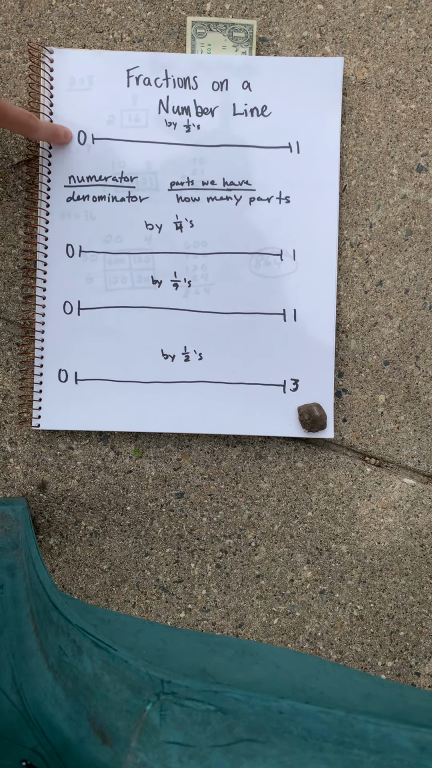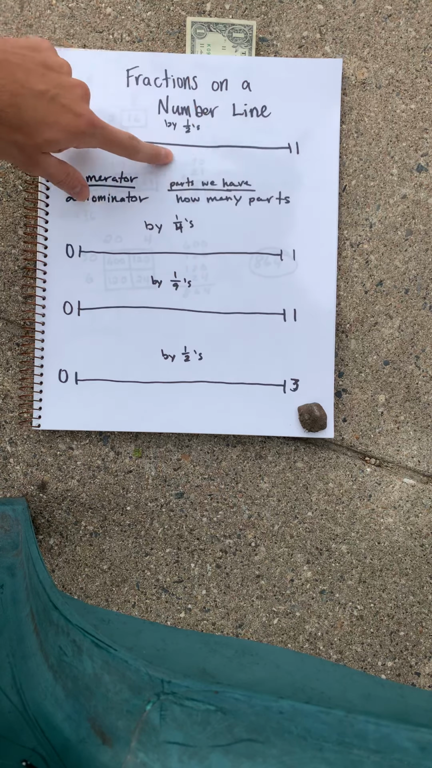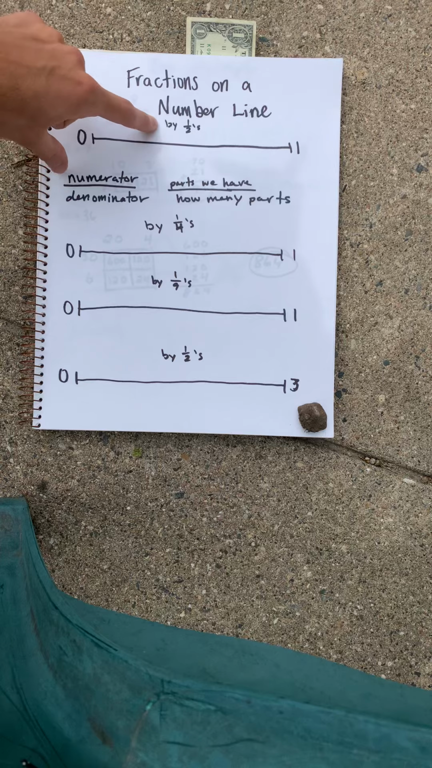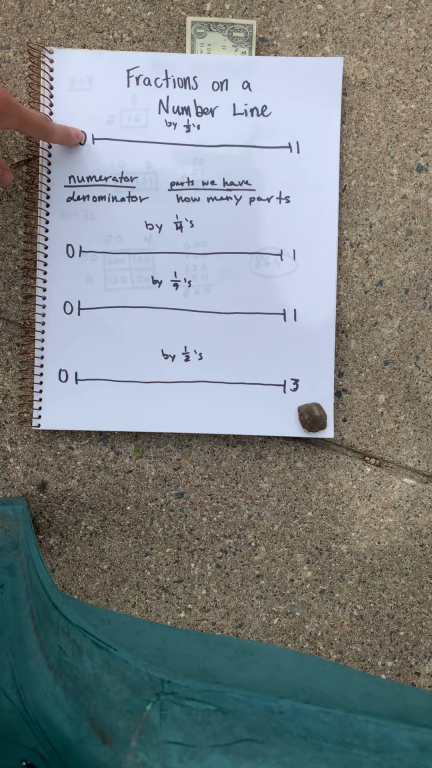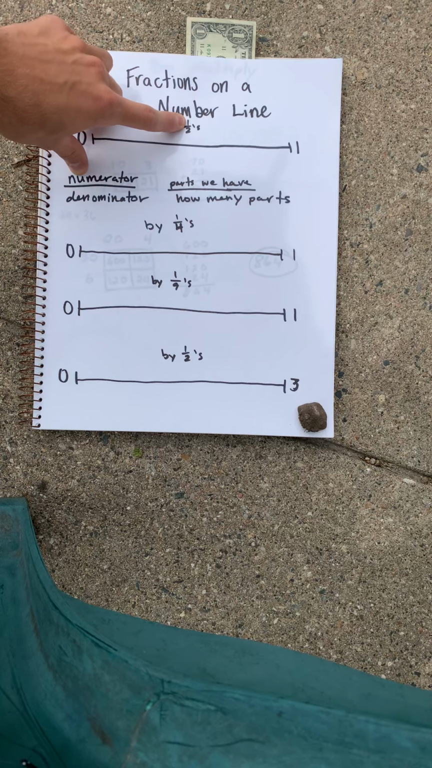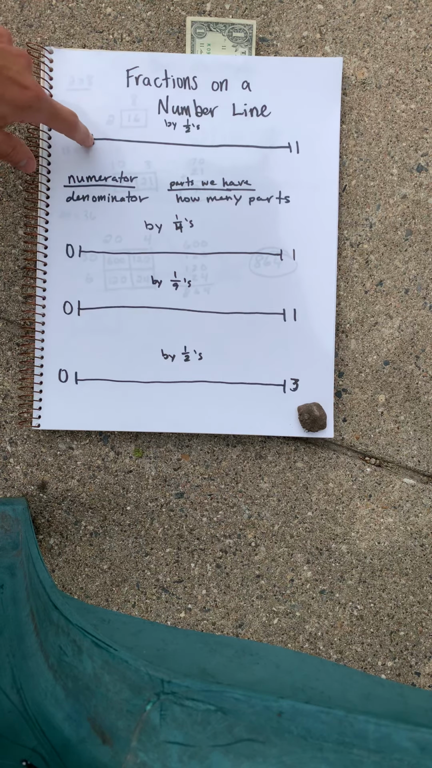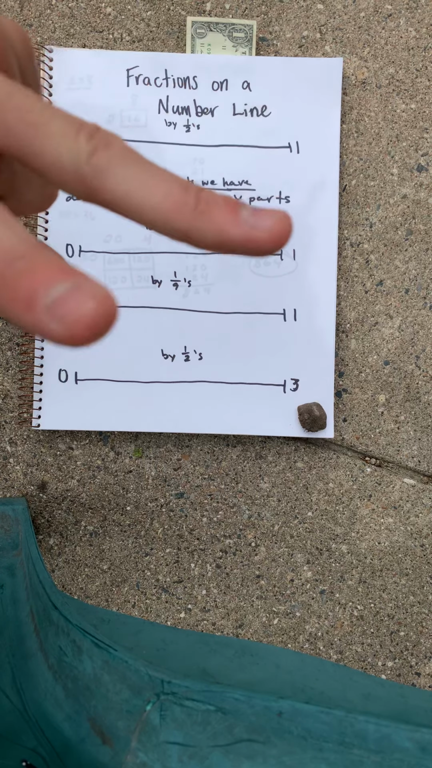So looking at this first example, I have created a little number line here, just started it, and I said we're going to count up by halves. I know that's kind of hard to see, but count up by halves. So what I'm going to do is the number on top tells us how many parts we have. The number on bottom tells us how many total parts. And the number right here is 2. So I know that I have to split this up into 2 parts.